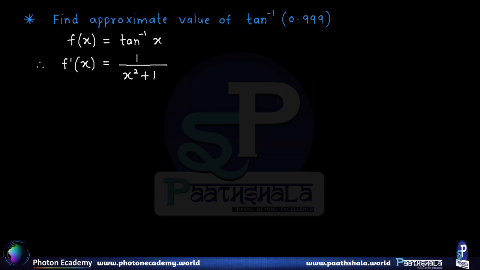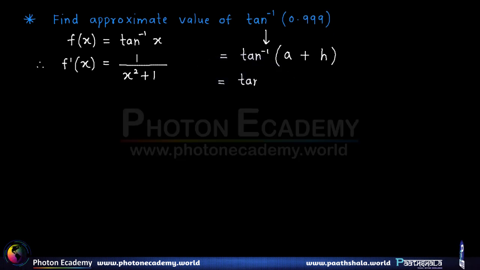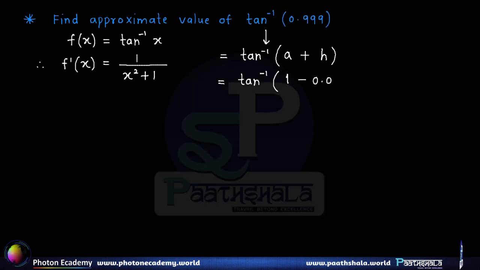Now tan inverse of 0.999, this we have to split as tan inverse of a plus h. Now what is that value a whose tan inverse we can easily find? That is clearly the value 1, which is very close to 0.999. So we can write 0.999 as 1 minus 0.001. So h is very small as compared to the value a, and we have to note that h is negative here, alright, but that does not make any difference in the formula.